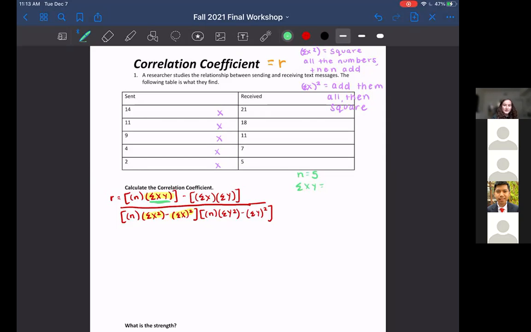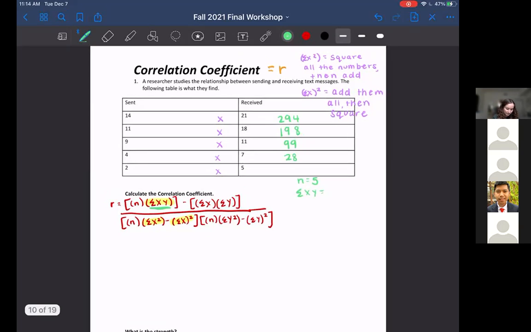So 14 times 21 is what? Can anyone tell me? 294. Good, 294. Okay, and what about 11 times 18? 198. Good, 198. And what about 11 times 9? 99. 99, good, okay, and 4 times 7? 28. 28, good, and 2 times 5? 10. 10, good, okay, so now we just need to add all that up.